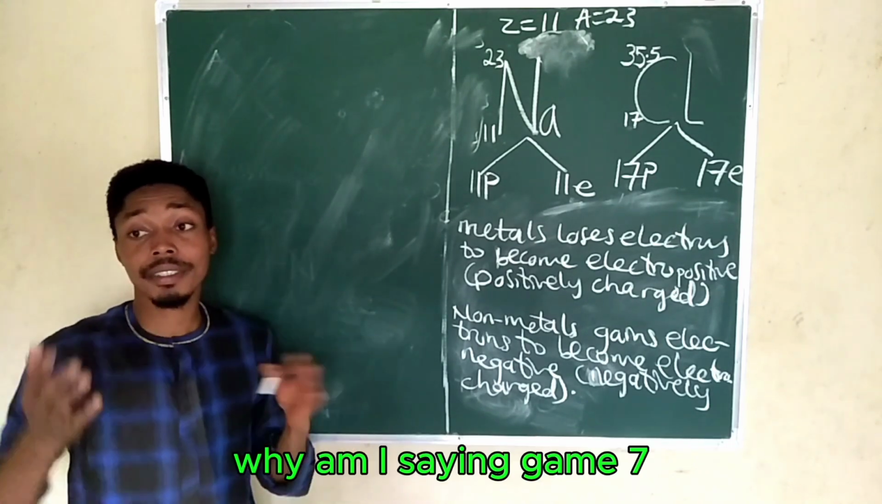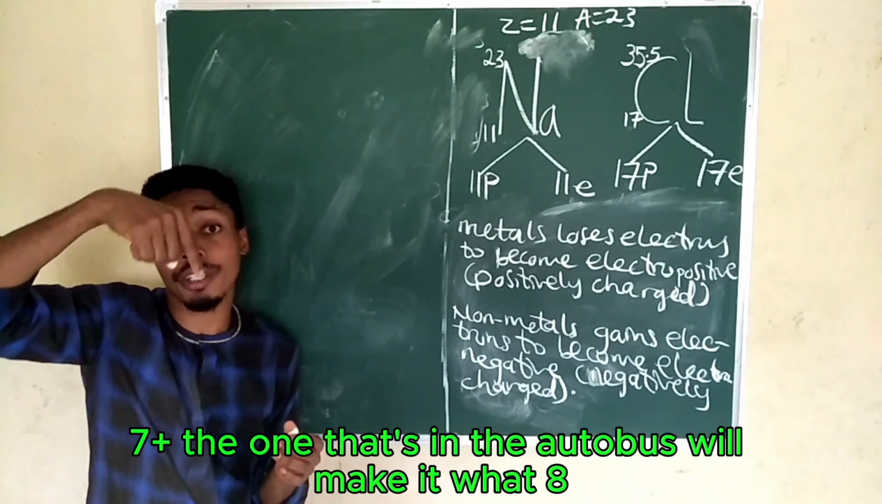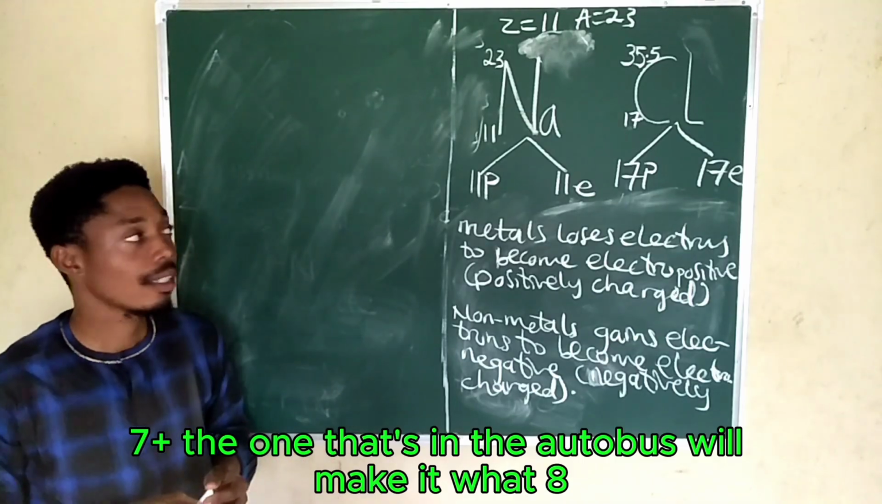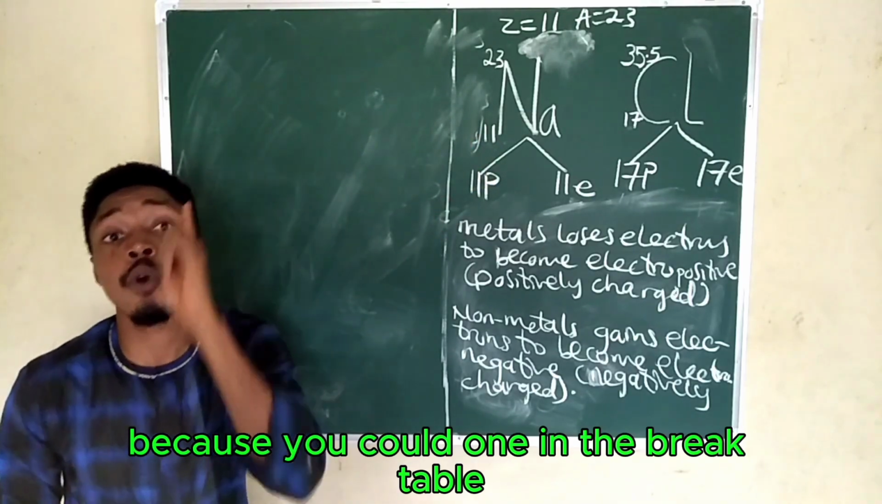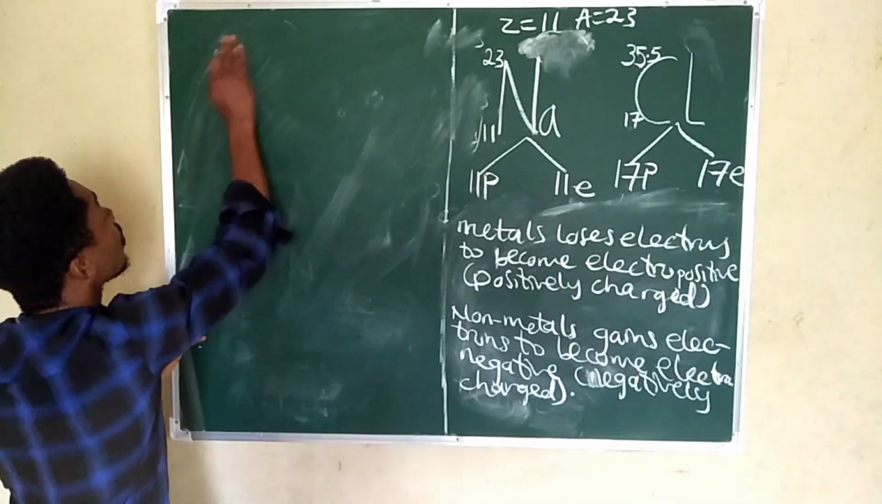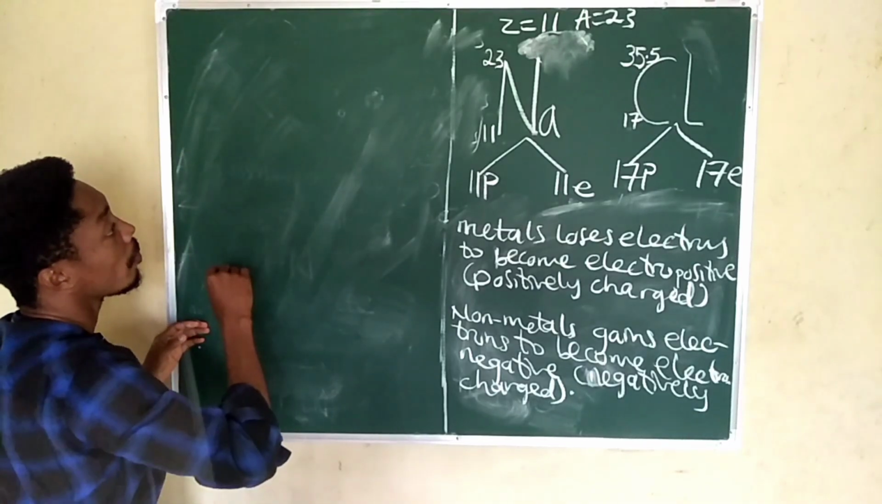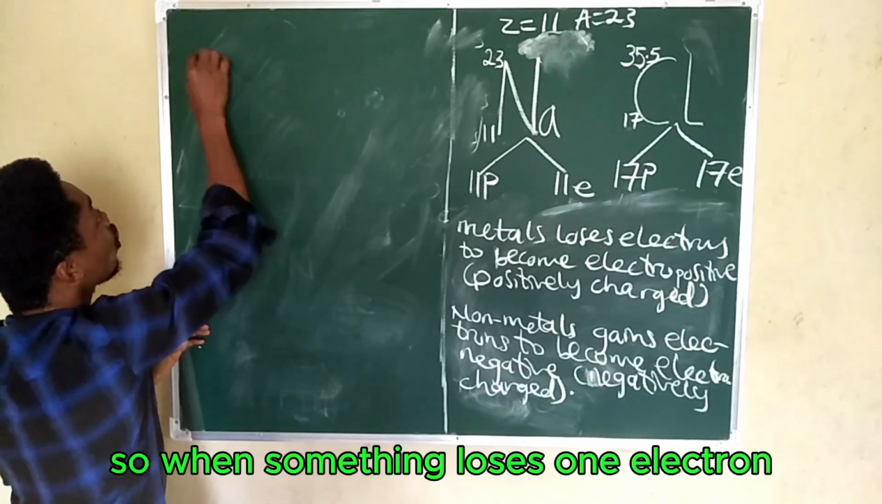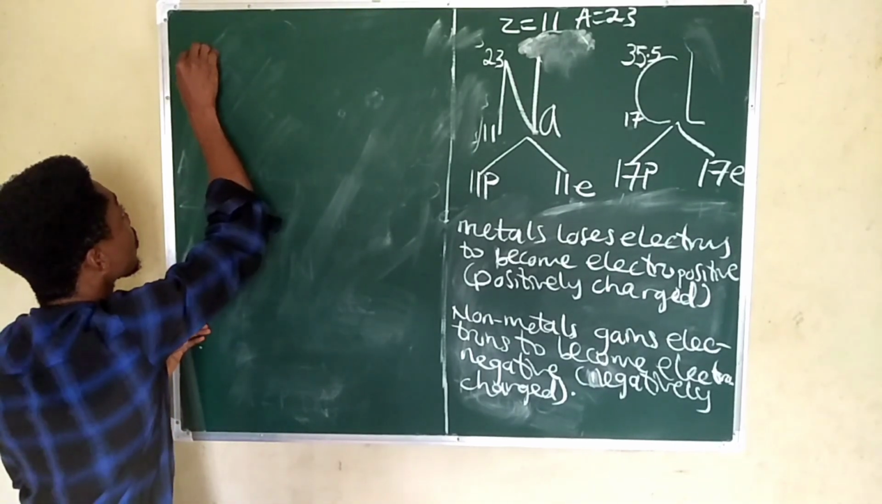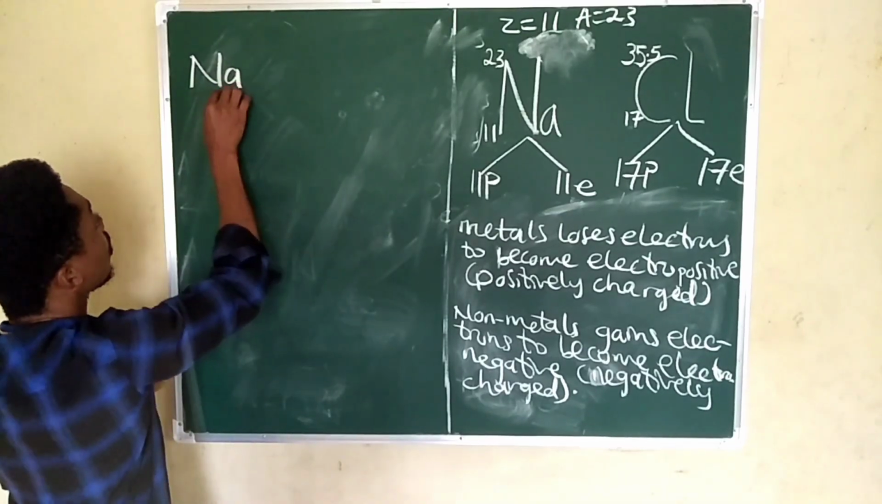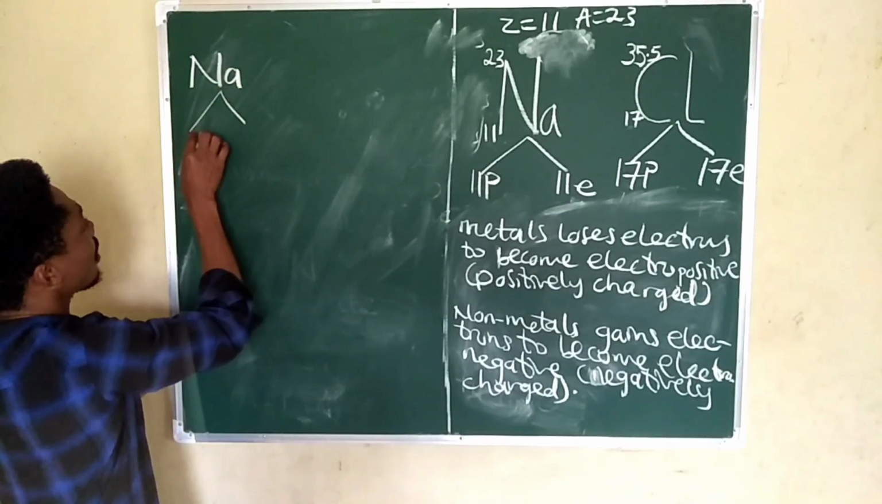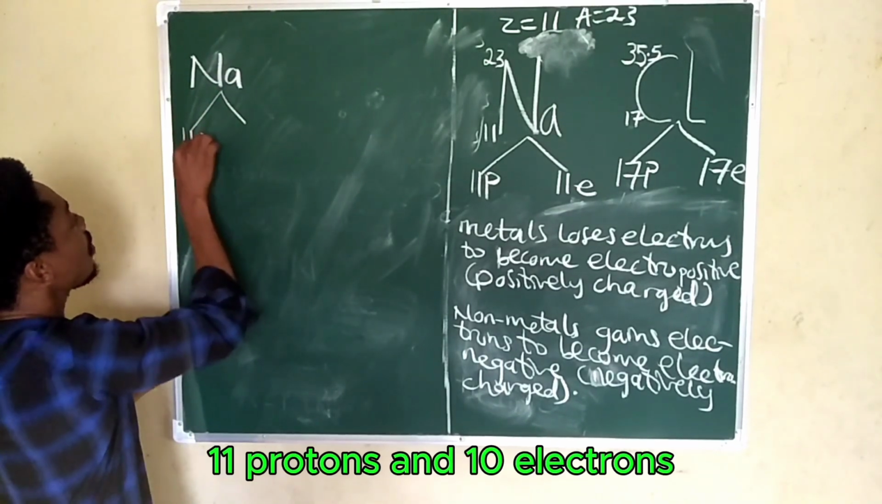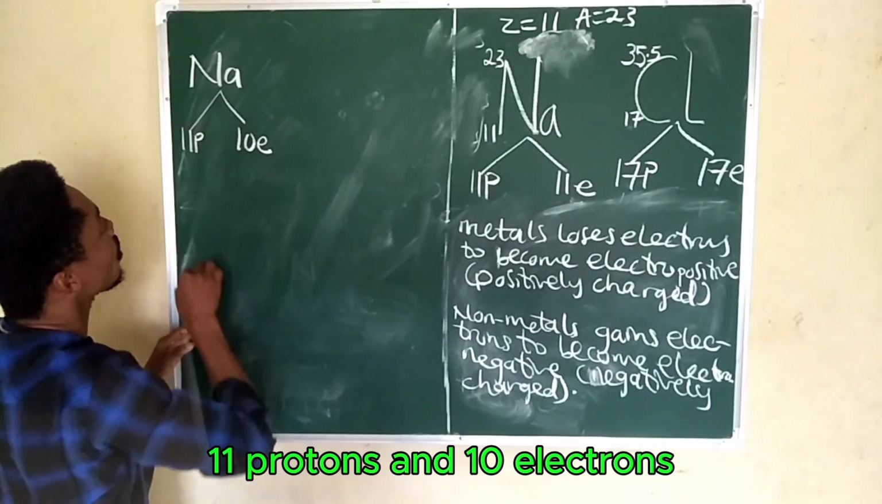So it's either sodium loses 1 electron or sodium gains 7 electrons. Why am I saying gain 7? 7 plus the 1 it has in the outermost shell would make it what? 8. So sodium will lose 1 electron because it's group 1 in the periodic table. So when sodium loses 1 electron, the atom of sodium will now be 11 protons and 10 electrons.